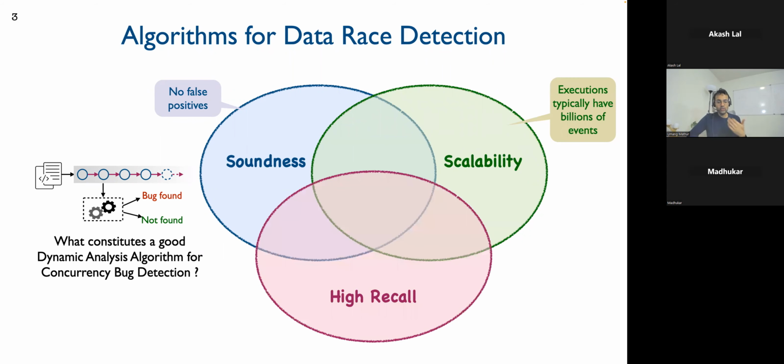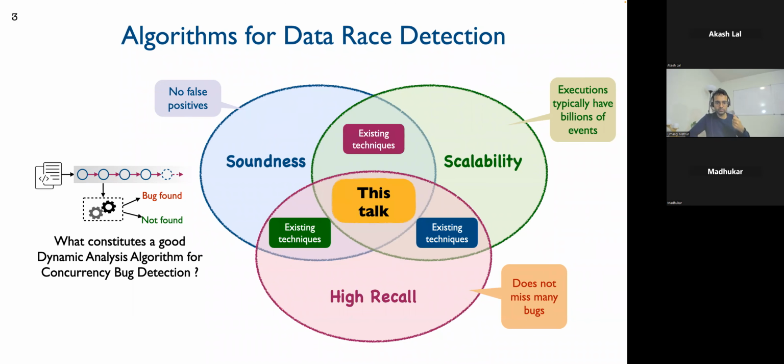Finally, one more desirable property is high recall, or as I like to call it, high prediction power, which means that the technique that you want to design does not miss many races. These properties are often conflicting, and for a large part of the history of race detection, getting a good balance has been really hard. In this talk, I'm going to talk about some recent advances that have achieved this balance.